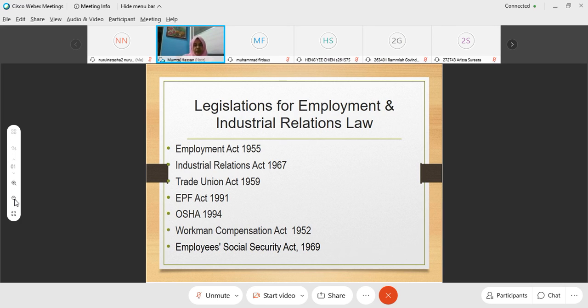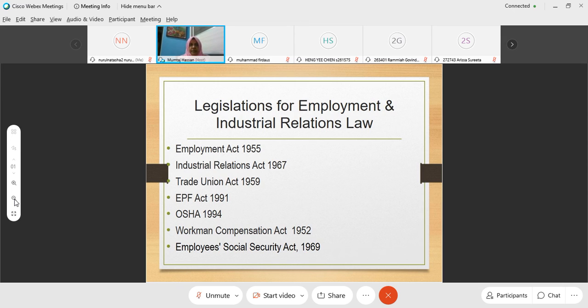It's important for the student to get a copy. You can have a soft copy because the lectures are online, or you can also buy one if you are interested later. If you're going to work in the HR department or any company which requires you to know about employment and industrial relation law, it's important to have a hard copy.